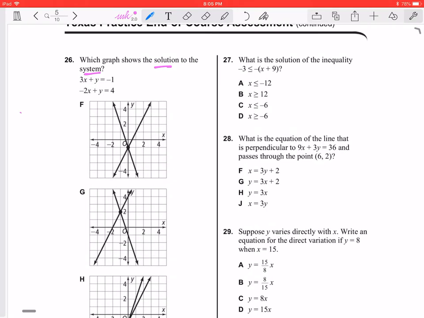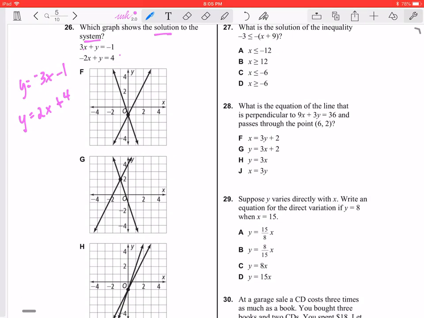So y is going to be equal to, I'm going to subtract the 3x from both sides. So that's going to be minus 3x minus 1. And then my second equation, that's going to be y is equal to, add the 2x to both sides. So that's going to be 2x plus 4. Okay. Now I need to set them both equal to each other, or I can go ahead and graph them.